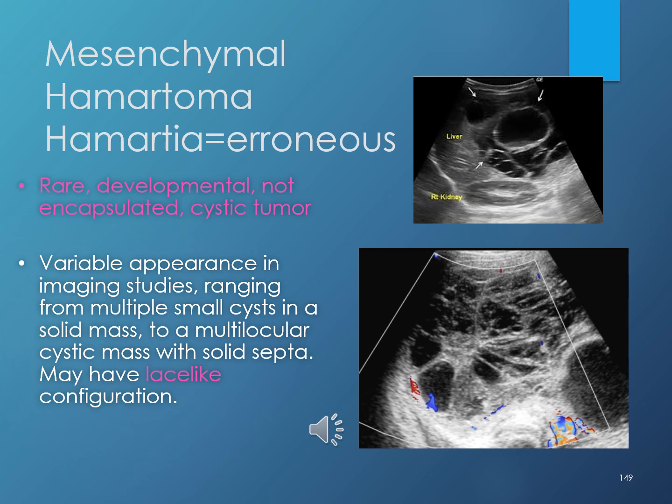This is mesoderm, okay? This is a rare, developmental, not encapsulated, cystic tumor. While mesenchymal, connective tissue, blood and lymph, that makes sense. It has a variable appearance in imaging studies ranging from multiple small cysts, which sometimes can look like a solid mass, to a multilocular cystic mass with solid septa. It may have a lace-like configuration. That bottom right picture kind of looks almost like a doily. It looks very lace-like.